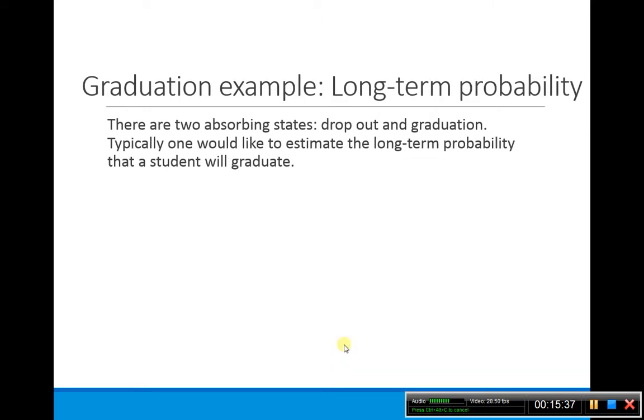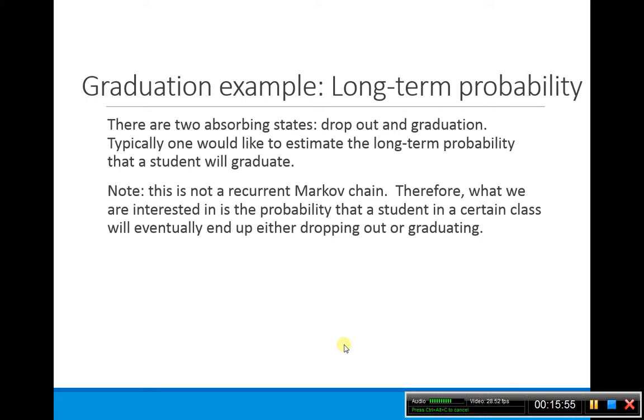So if we look at the long-term probability, there are 2 absorbing states. So you're assuming once you drop out or you graduate, then you're not coming back. So really what we want to do is estimate the long-term probability that the student will graduate. So we're still looking at long-term probability, but not quite the same. We can note this isn't a recurrent Markov chain because it has 2 absorbing states. So it's no longer recurrent, and so we've got to think about it a little bit differently. So here we're interested in, if you're in a certain state, what's the likelihood of dropping out? If you're a freshman or sophomore or junior or senior, what's the likelihood of eventually dropping out or eventually graduating?